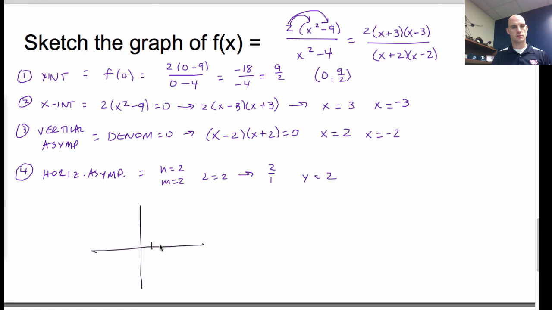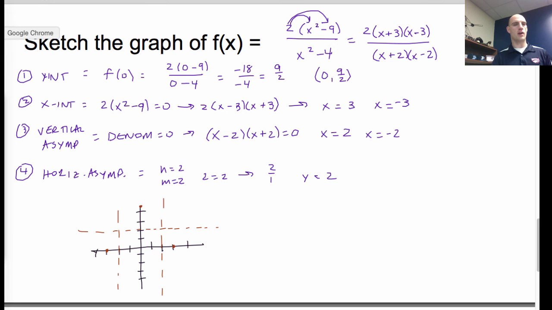Sketchy sketch. 1, 2, 3, 4. Got to sketch all these points on here. See what we got. Y-intercept is 0, 9 halves, so that's 4.5, so 1, 2, 3, 4 and a half. X-intercepts are 3, 1, 2, 3, and negative 3. Vertical asymptote at x equals 2 and x equals minus 2. And also I have an asymptote at y equals 2. Holy cow, got a lot going on here. I've got 6 different parts now.